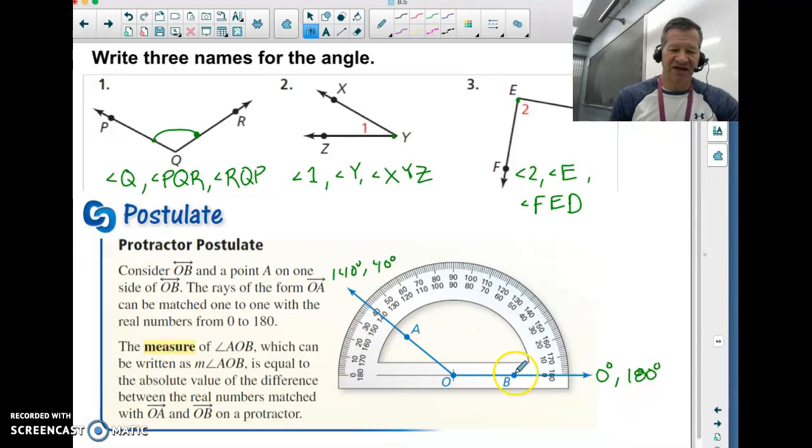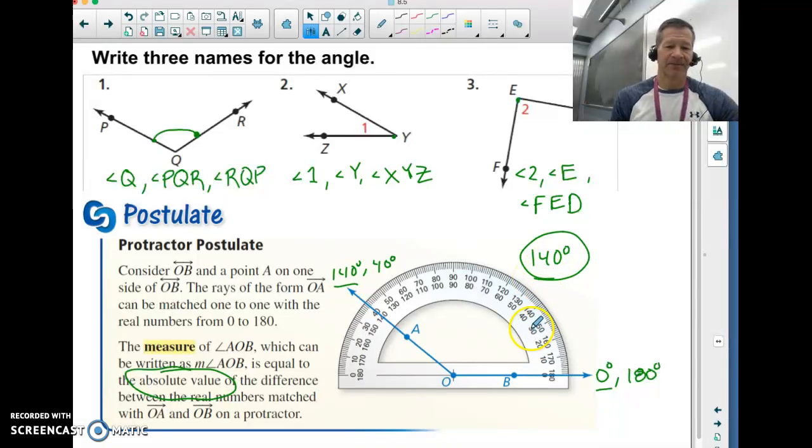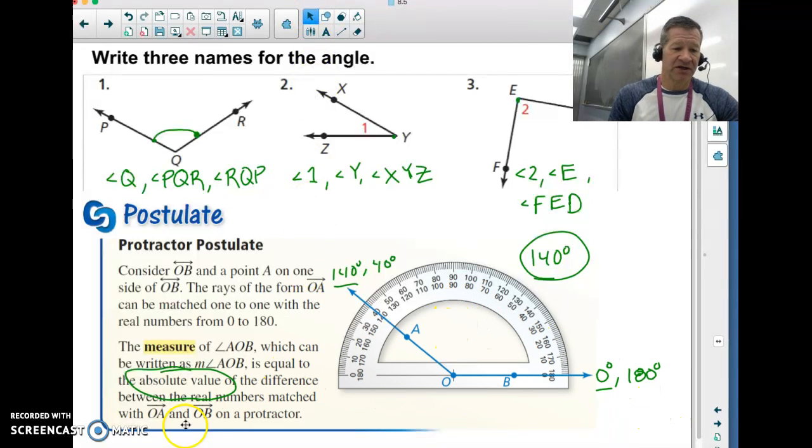So to find out how big this angle is, what they're saying is we could go 140 minus 0, which would give us 140 degrees, or I could go 40 minus 180. Now that would be negative 140, but that's why they said take the absolute value, right? So the absolute value would also be 140. So you usually take the larger one minus the smaller. 180 minus 40 also gives you 140 degrees. So that's the protractor postulate. So we'll use that going forward, just as we used it earlier in our exploration.